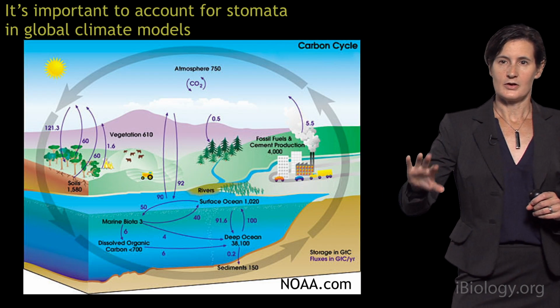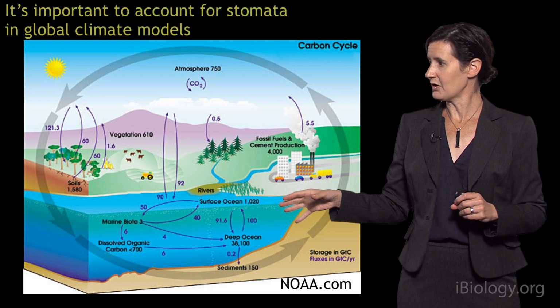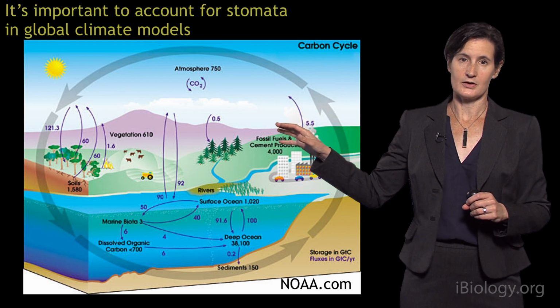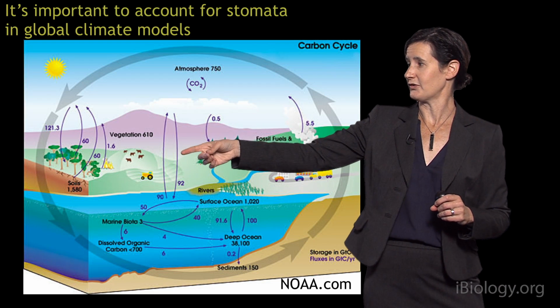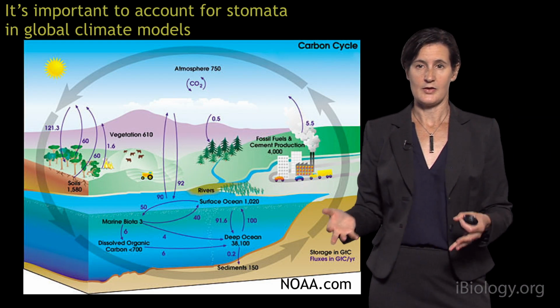So when we think about an overall climate model, and this is just an example from NOAA of what's going on between the oceans and the land and the atmosphere, plants are a big part of that. So plants are vegetation there, and soils, and stomata are a big part of how the plants are behaving.